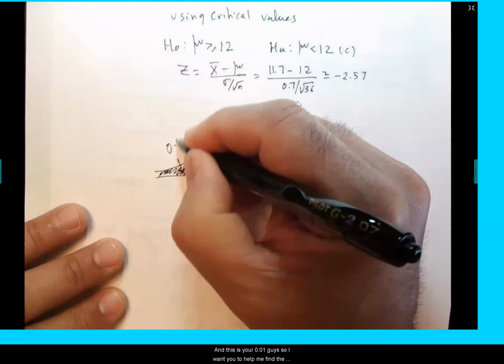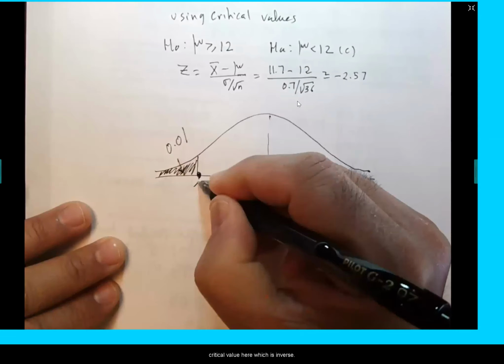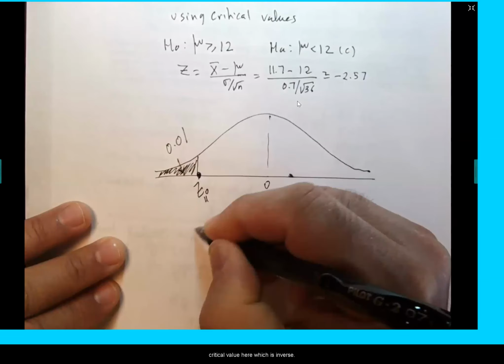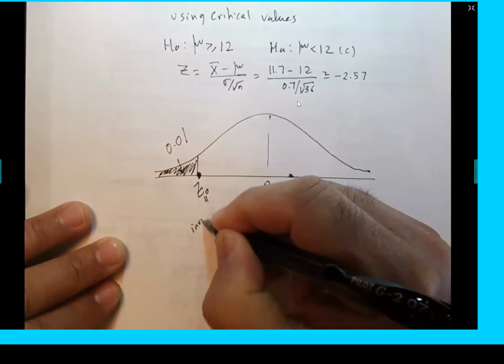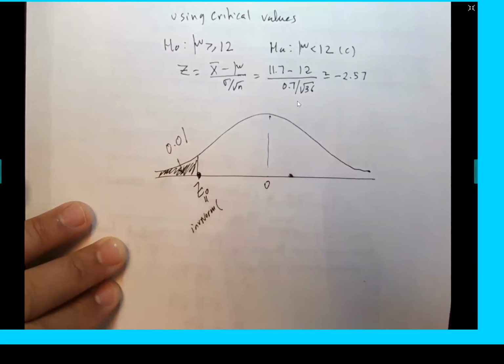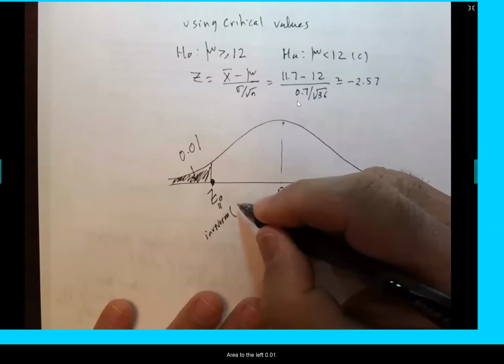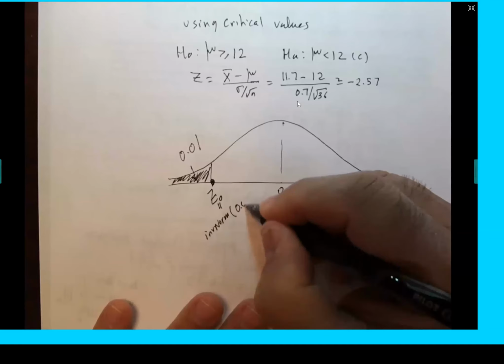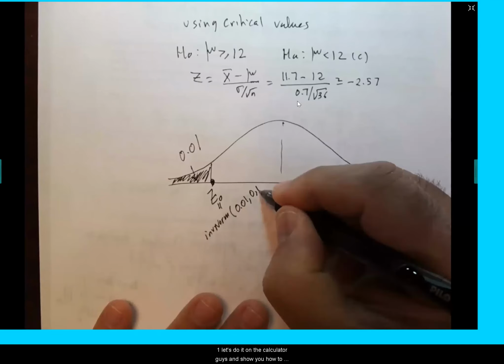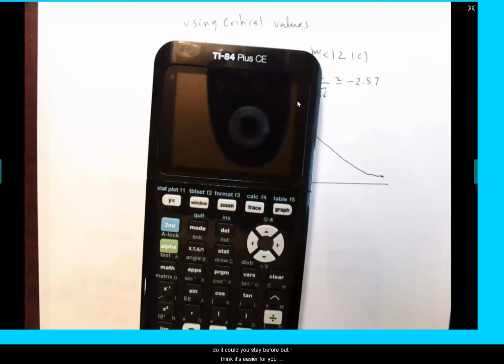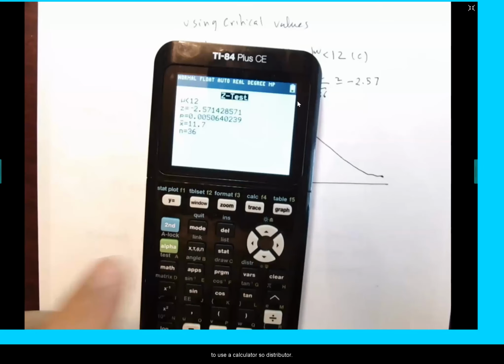So I want you to help me find the critical value here, which is inverse norm. What is it going to be? It's going to be area to the left, 0.01, comma 0, comma 1. Let's do it on the calculator, guys, and show you how to do it. You could use table 4, but I think it's easier for you to use a calculator.